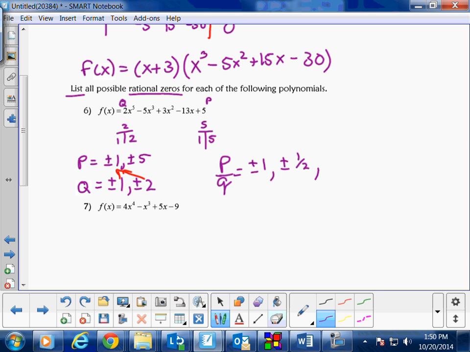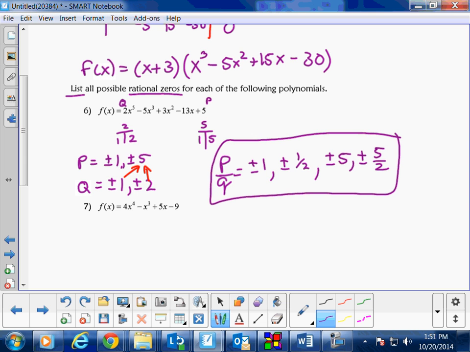Now from there, we erase that process. We use the same Q's, but we're going to do the same idea with the other one. We divide this with this and this with this, so I end up with 2 additional digits, which is plus or minus 5 and plus or minus 5/2. This is the actual answer. This is the list of all potential zeros. And that's exactly what I'm doing. These are the potential zeros.